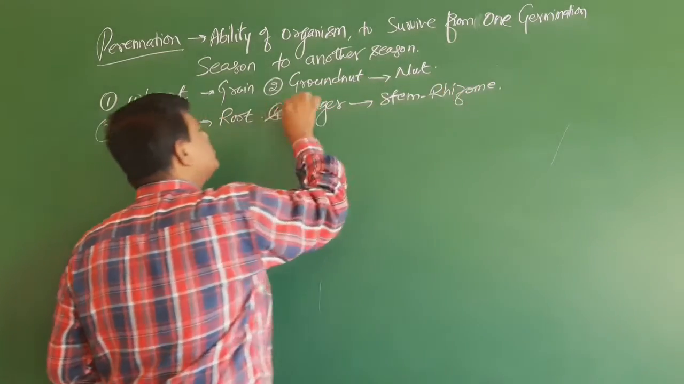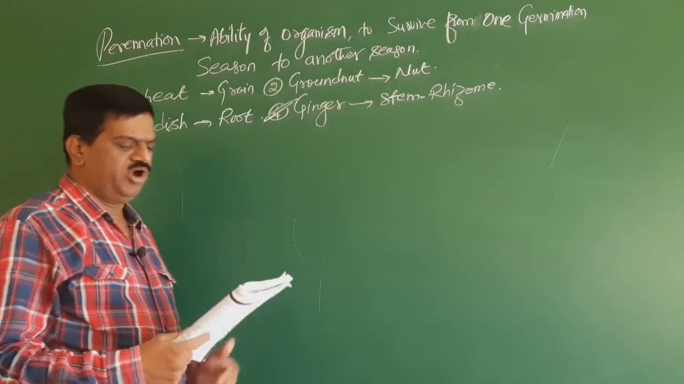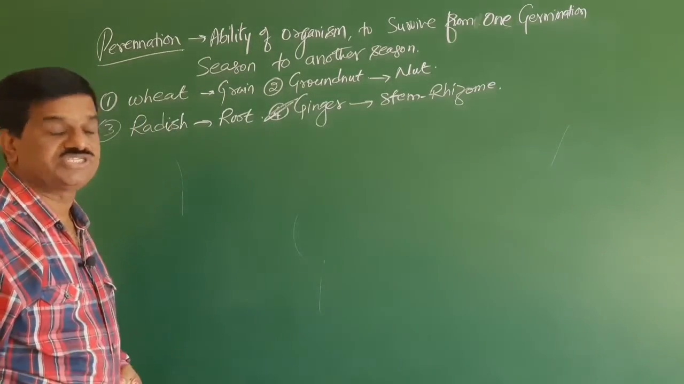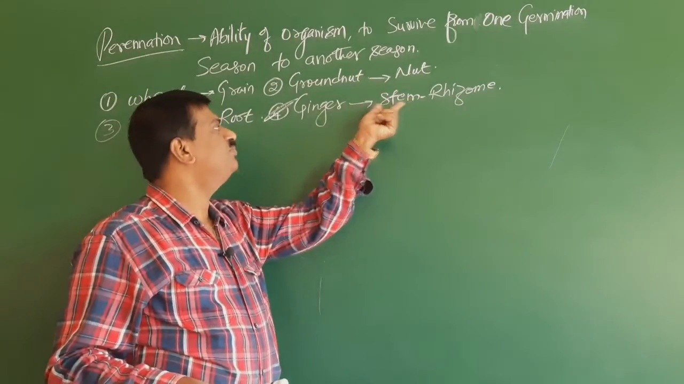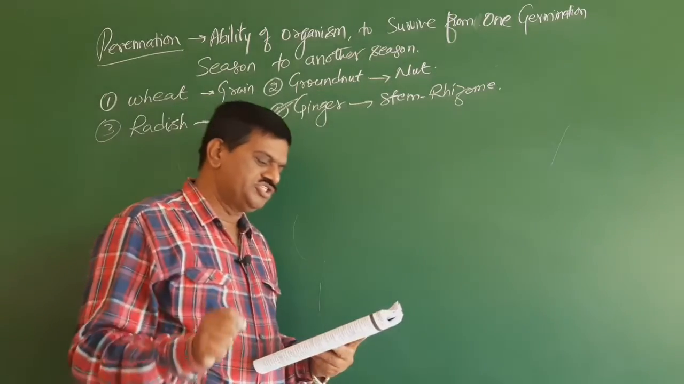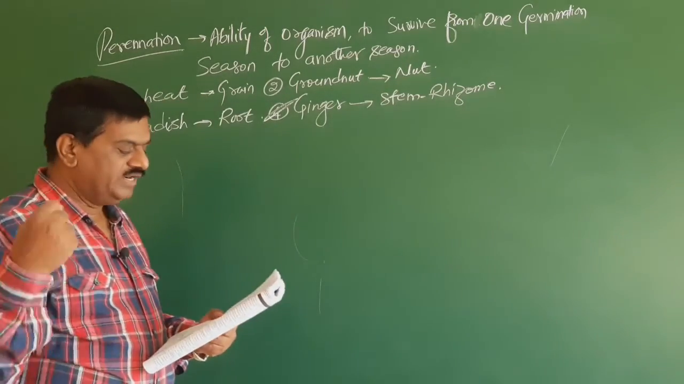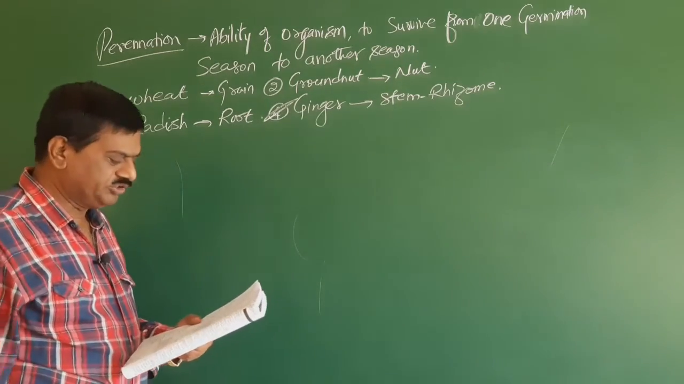Here the right answer is ginger. So the stem modification can be noticed. Here grain, root, nut, but the stem is ginger. The stem takes part in storage in ginger, and it also has perennation. So we go for the 40th question.